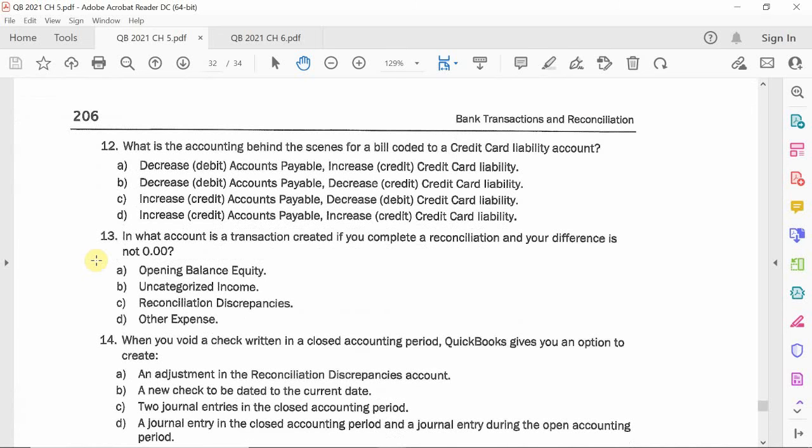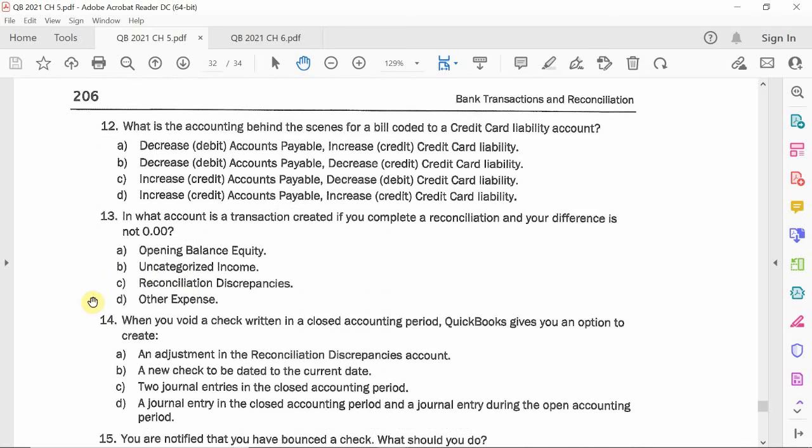Okay. Number 13, okay. In what account is a transaction created if you completed the reconciliation and your difference is not 0? C. For number 13, yeah, C. I go with C too. Yes, that is correct. C, right? You're going to be a reconciliation discrepancies, yes. So you would have to take and create an account for that.